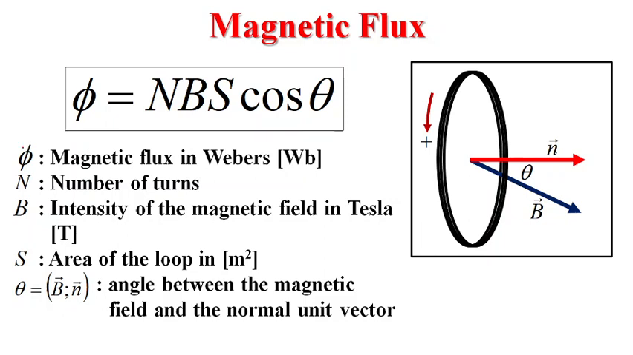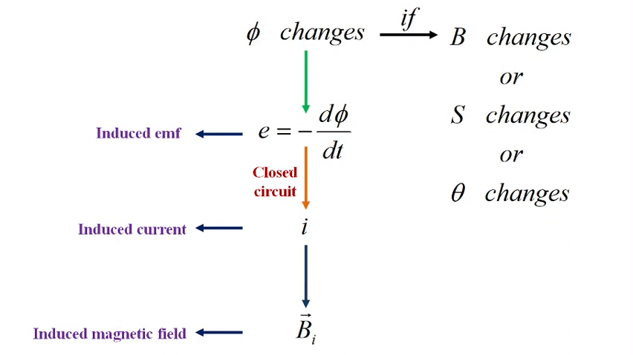So to get the magnetic flux we need N, B, S and theta, and the SI unit of phi, the magnetic flux, is the Weber. This slide is the basis of the lesson. Okay.